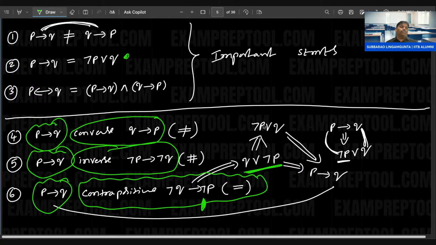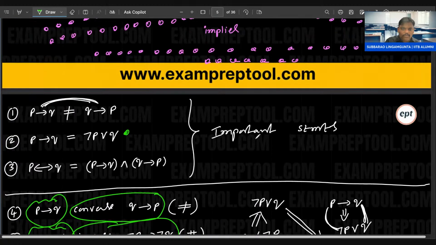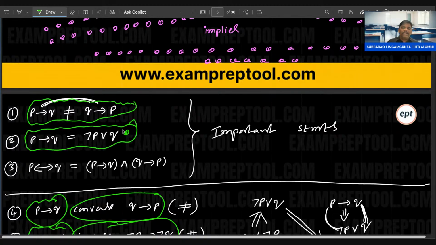So if you do this, it is the same thing. What I mean to say is, P implies Q, the contrapositive is negation Q implies negation P, which is equal to it, so you know very well. All the things you know, and the important statement: P implies Q cannot be equal to Q implies P. Try to understand. P implies Q, the meaning is this. P double implies Q, the meaning is this.